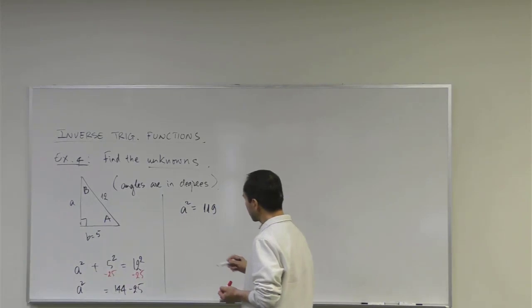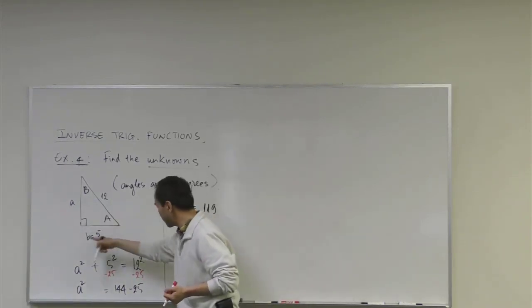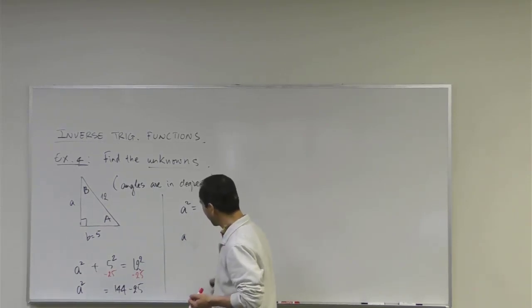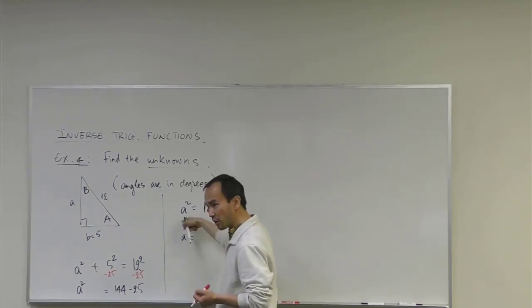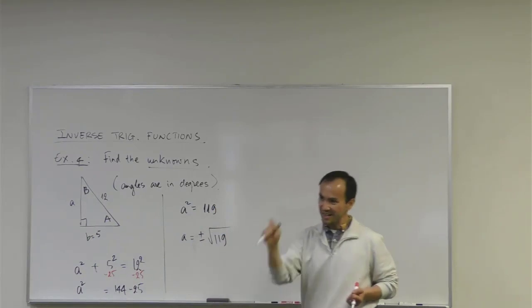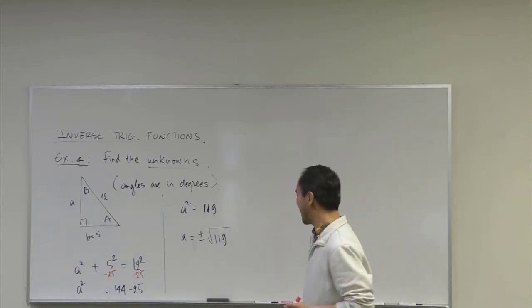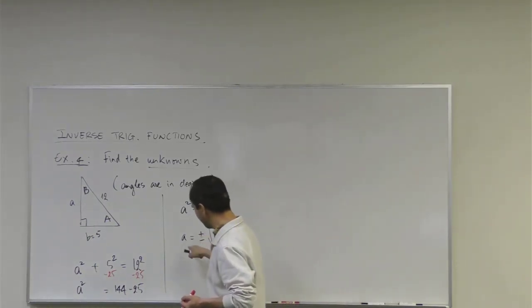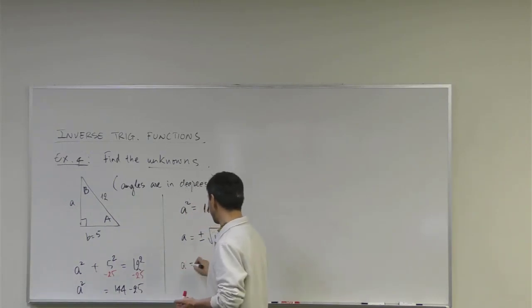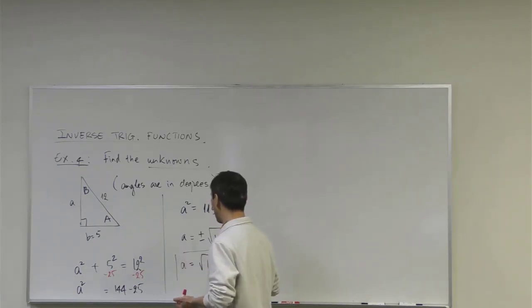Now for a itself, and these are all positive lengths, we take the square root of both sides. Technically, algebraically, anytime we take the square root of both sides of an equation, we end up with plus or minus the square root of 119. Once you really nail down that routine, then we make our choice. Our choice here has to be the positive one, because a has to be a positive length. So we go with the positive choice, the square root of 119. We have found one of the unknowns.